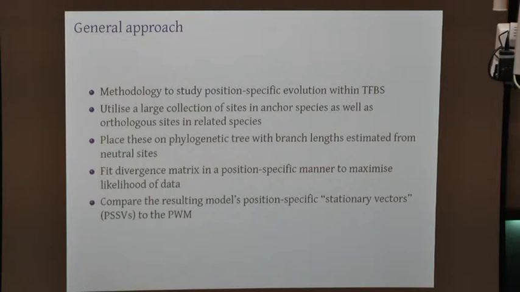So the general approach is to use this to study position-specific evolution: take a large collection of sites in one species, like human, and orthologous sites in related species, and then place these on a tree with the branch lengths estimated from neutral sites or from the literature. And train this divergence matrix with its parameters in a position-specific way to maximize the likelihood of the data that you do see, and then calculate what the stationary distribution would be according to that divergence matrix. And is that stationary distribution in any way similar to the position weight matrix?